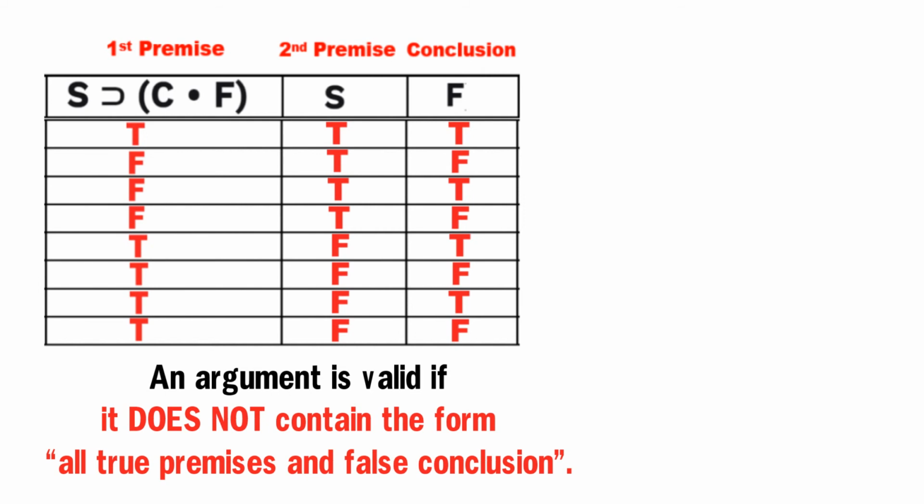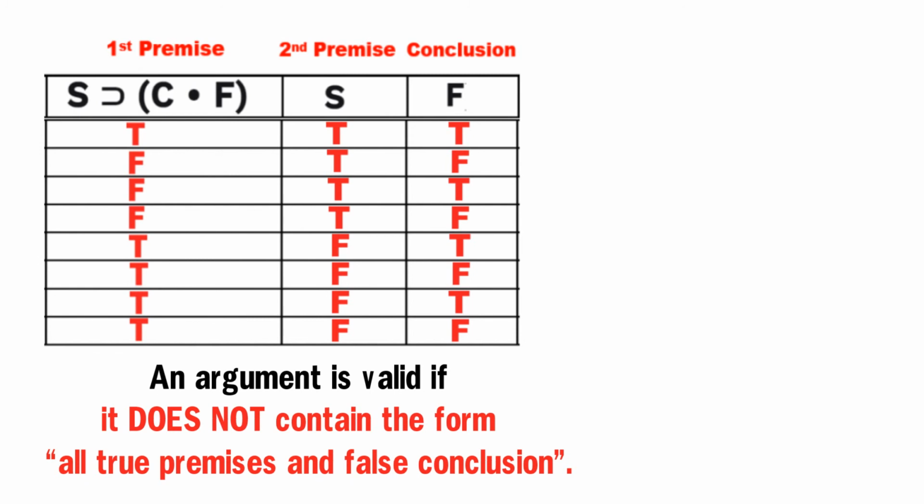So the easiest and most convenient way to do it is to look for an invalid form in each row. That is, a row that contains all true premises and a false conclusion. Thus, if we cannot find one, then the argument is obviously valid. If we look at the final truth table of the sample argument, we cannot find at least one row that contains the form all true premises and a false conclusion.